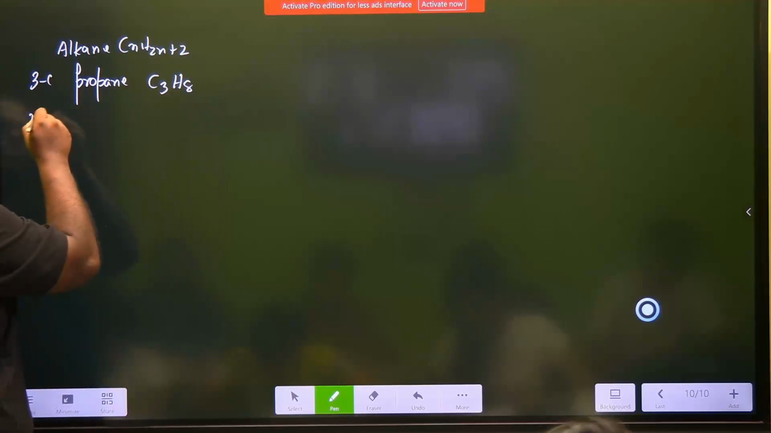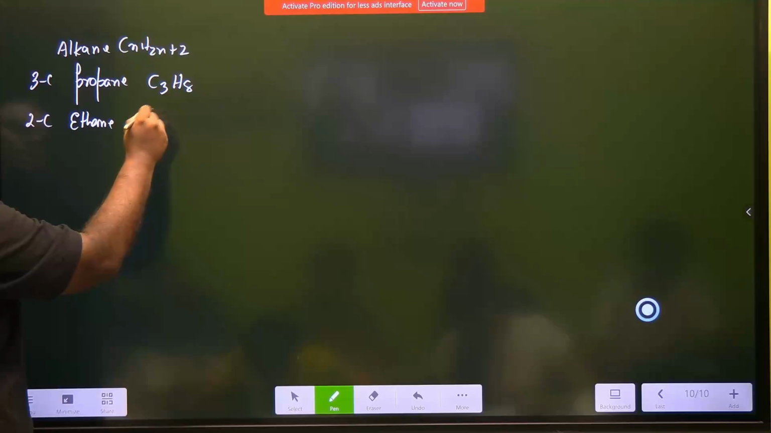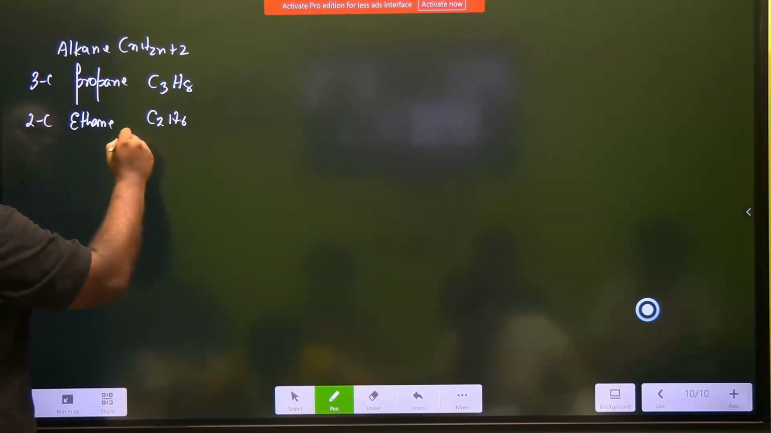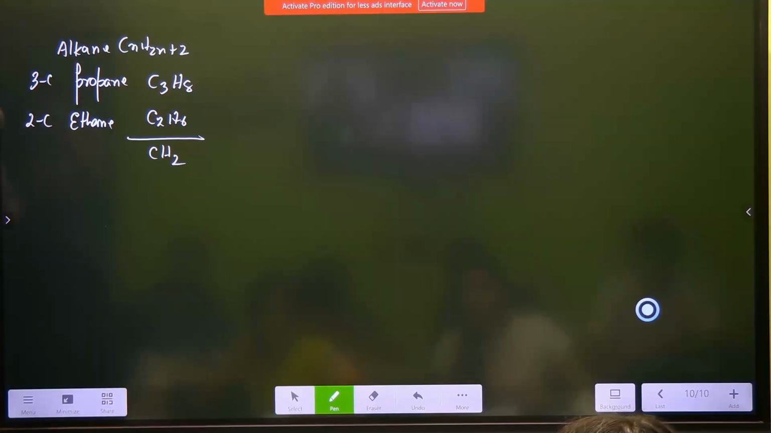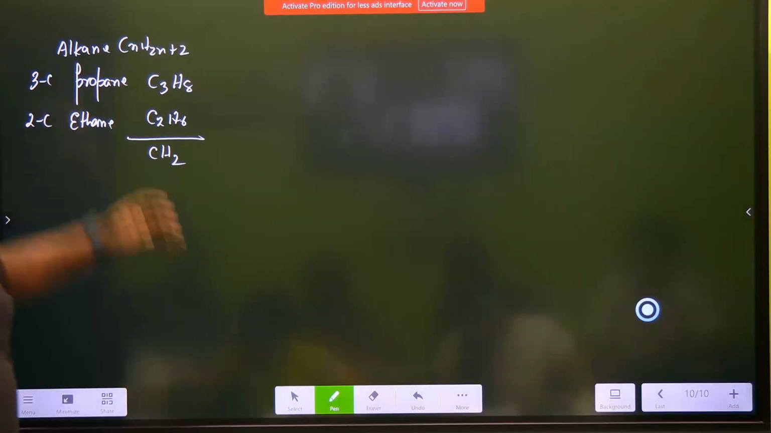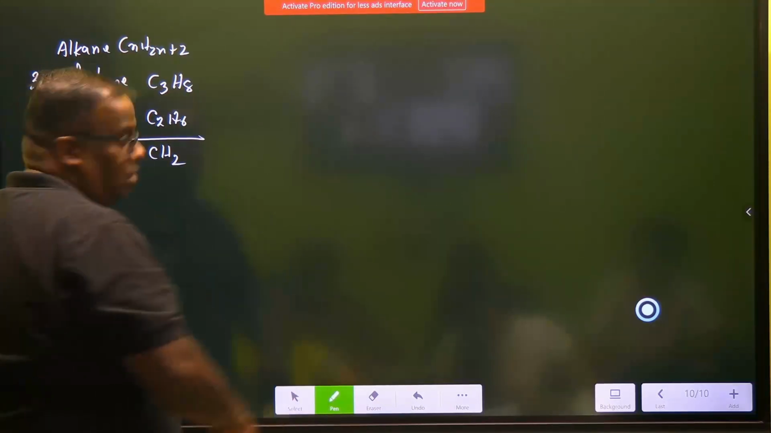And let's take the 2 carbon member which we just studied, ethane, C2H6. Take their difference, you will get CH2. I told you, na? The members will always be differing by CH2, CH2, CH2. Okay?